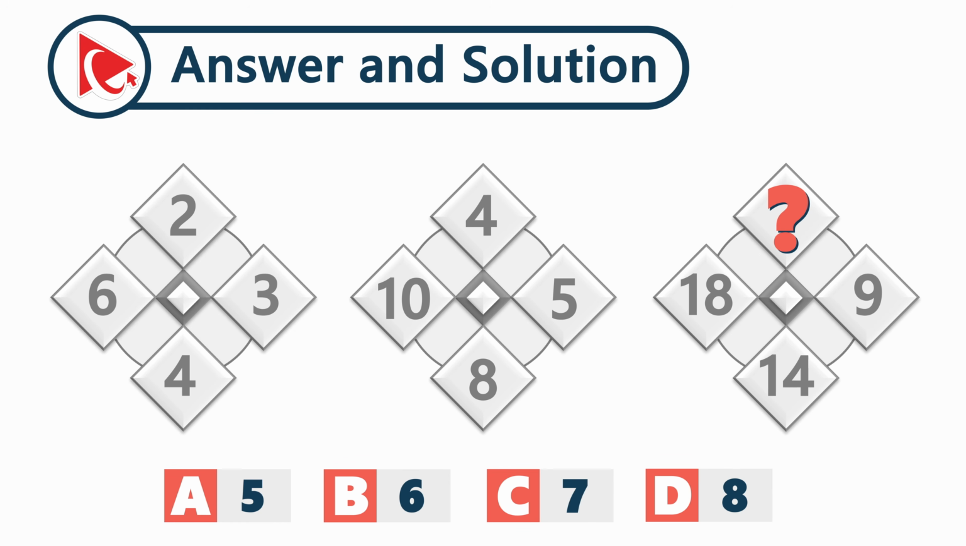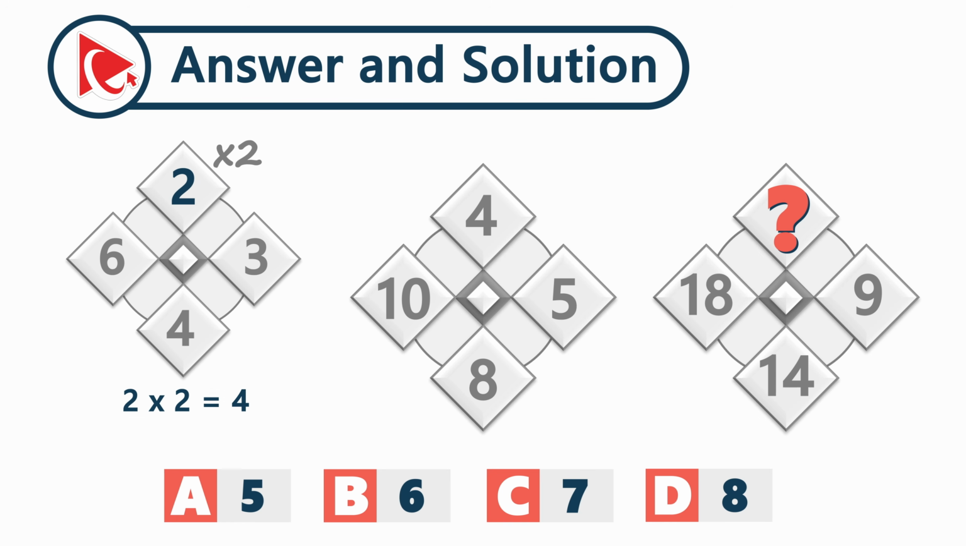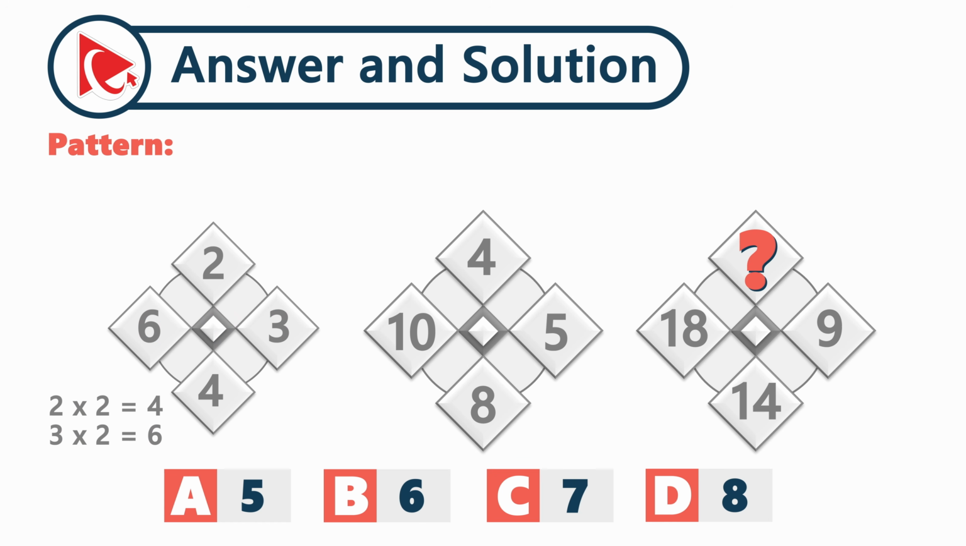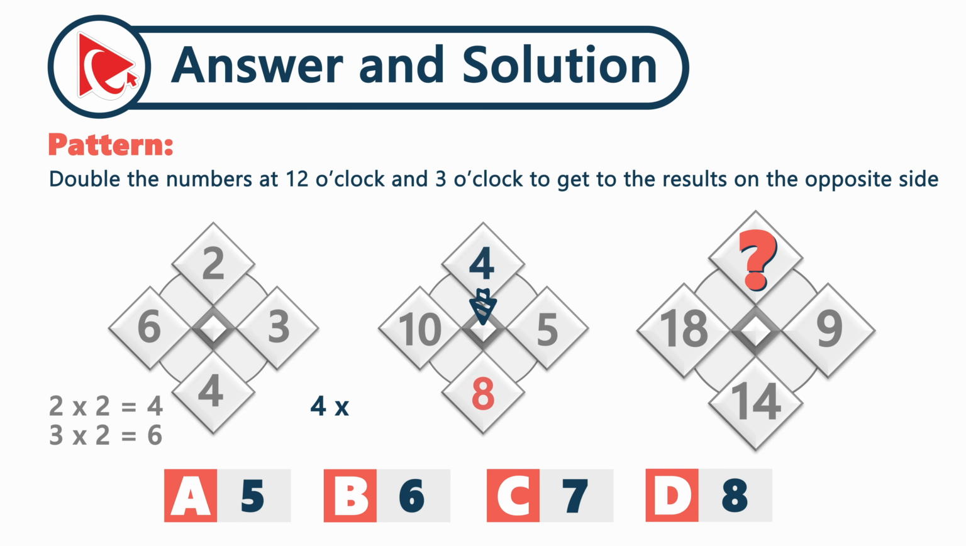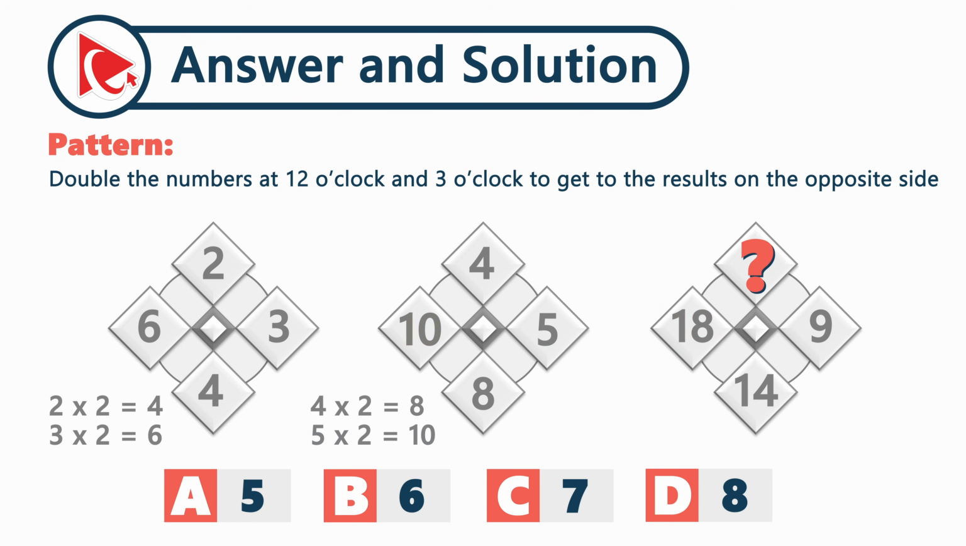Let's take a close look at the number 12 o'clock. It's 2. 2 multiplied by 2 equals 4, which is the number on the opposite side at 6 o'clock. Let's look at the number 3 at 3 o'clock. 3 multiplied by 2 equals 6. Let's verify this pattern with the second shape. 4 multiplied by 2 equals 8, and 5 multiplied by 2 equals 10. Let's look at the third shape. 9 multiplied by 2 equals 18.